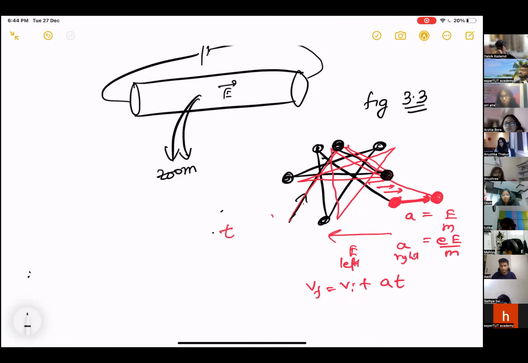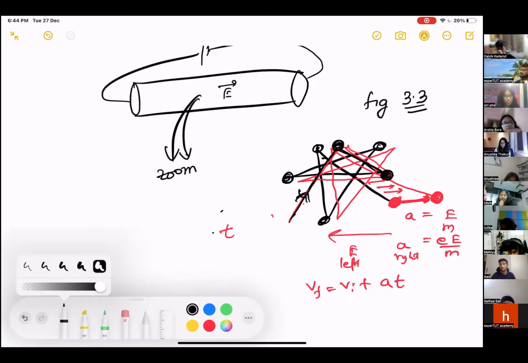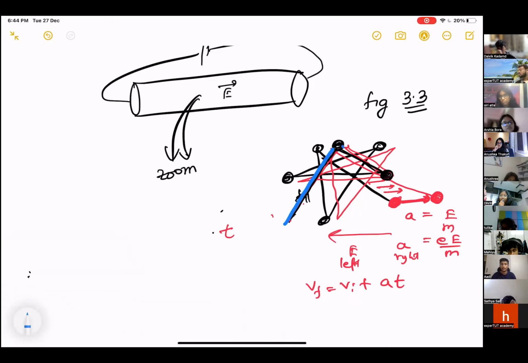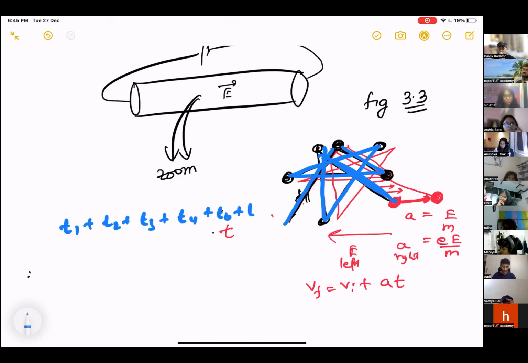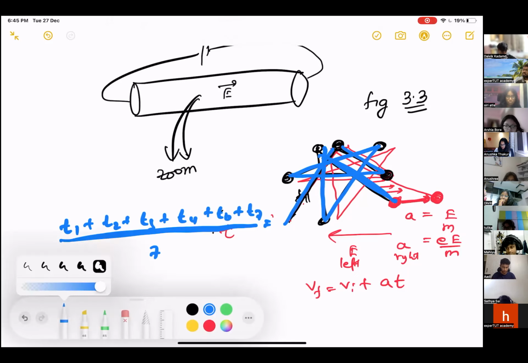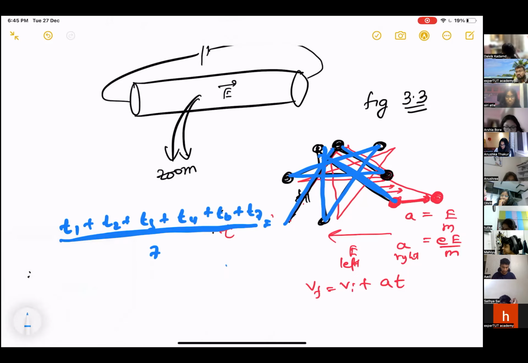See, here after time t1 a collision happened. Look here: for the first collision, this is time t1, this is time t2, time t3, time t4, time t5, time t6, and time t7. So if you add all these times and then divide by 7, this time is the average time for which the electron didn't suffer a collision, right?